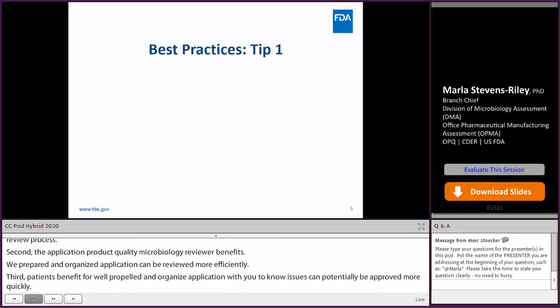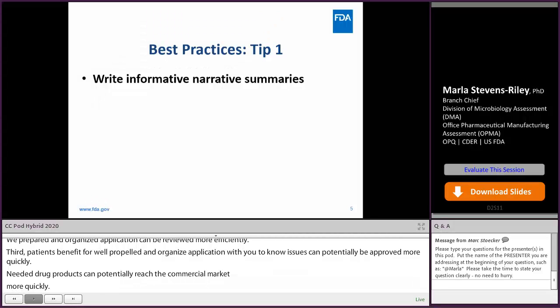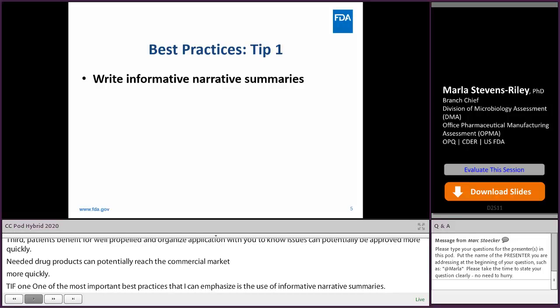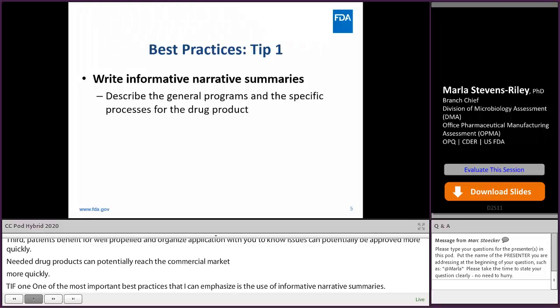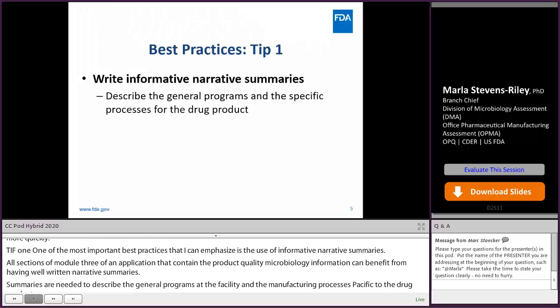Tip 1. One of the most important best practices that I can emphasize is the use of informative narrative summaries. All sections of Module 3 of an application that contain the product quality microbiology information can benefit from having well-written narrative summaries. Summaries are needed to describe the general programs at the facility and the manufacturing processes specific for the drug product. Diagrams and exhibit batch records cannot adequately tell the manufacturing story.